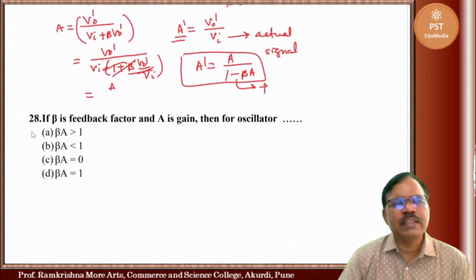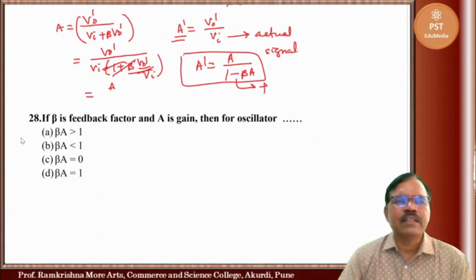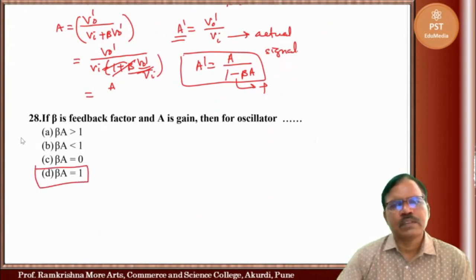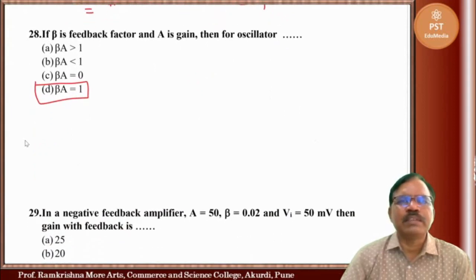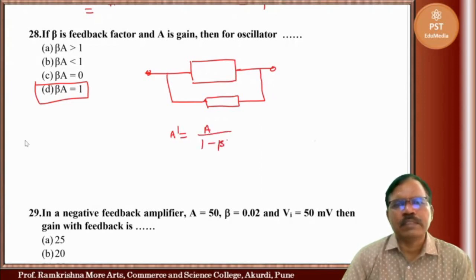If beta is the feedback factor and A is gain, then for oscillator this beta A is equal to 1. Beta A is equal to 1 means what happens here? We have positive feedback here. Here feedback circuit. And we have A dash is equal to A upon 1 minus beta A. So what happens here?